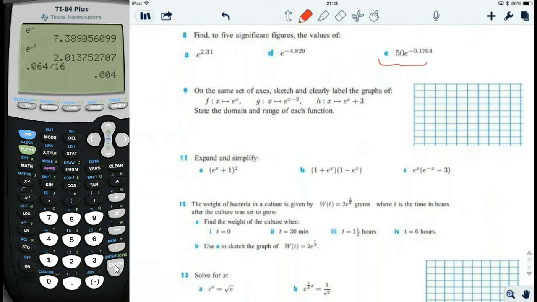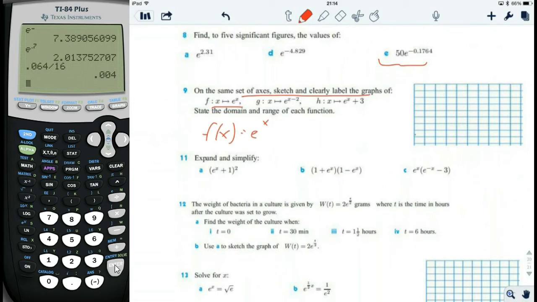On the same set of axes, sketch and draw clearly the graphs of, and they give me three functions here, all variations of e to the x. First, we'll just do this one. Function, and remember, that's just equal to f of x equals e to the x. So f of x equals e to the x.